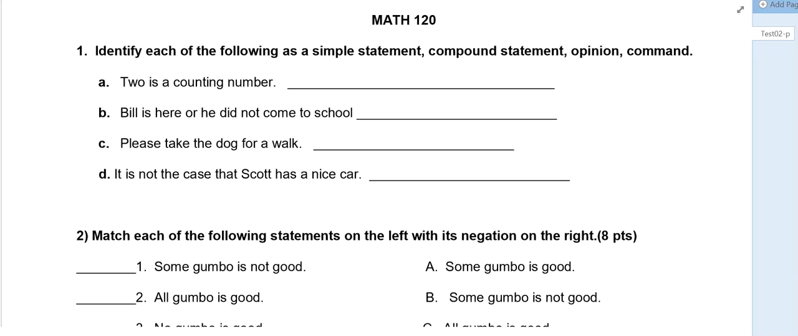A simple statement expresses a single idea that is either true or false. "2 is a counting number." That's a single idea, and it's either true or false. So this is a simple statement. So the first one's a simple statement. I need to get my pen working here.